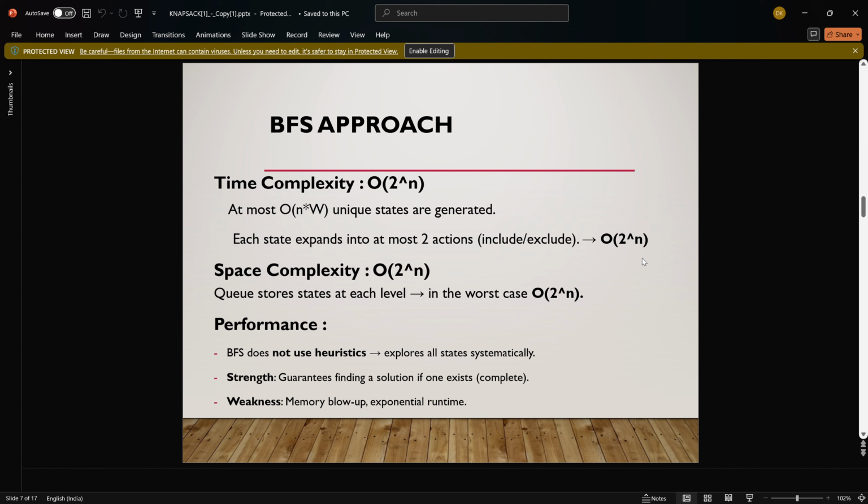Going on to time complexity. In the worst case, the time complexity is O of 2 power n, and the same applies for the space complexity. So BFS does not use any heuristics, so it explores all states systematically. This is nothing but similar to brute force. The strength of it is it does guarantee an optimal solution, which is a complete solution, but the weakness is the memory blows up and there is an exponential runtime.